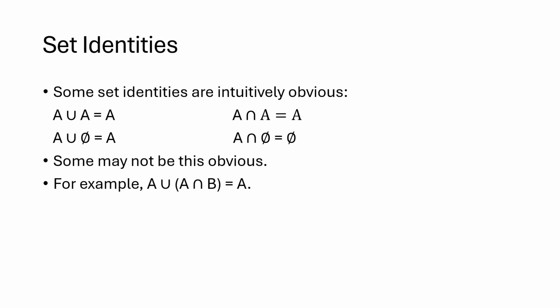So here's an example. If we take the union of A with A intersection B, we get back A. This is at least not as obvious as the ones above, so we need some kind of justification for accepting this. And Venn diagrams give us not a proof, but a proof by picture kind of argument for set identities. For the rest of this video, we are going to work through some examples of set identities and how they can be justified or proved, in quotation marks, using Venn diagrams.